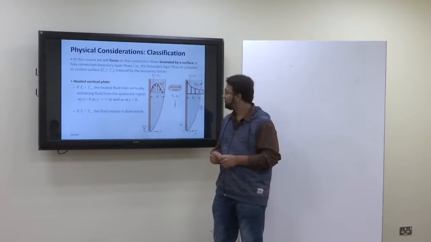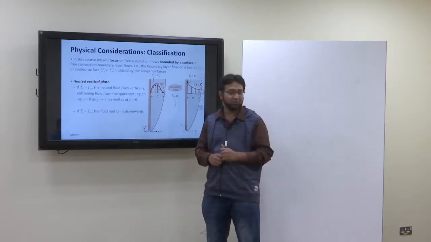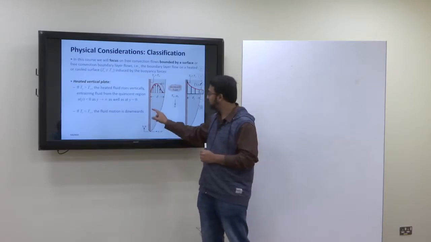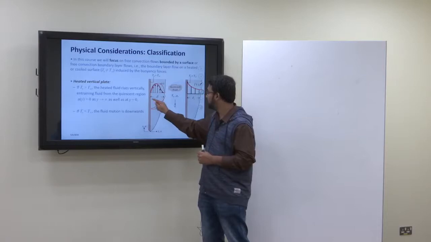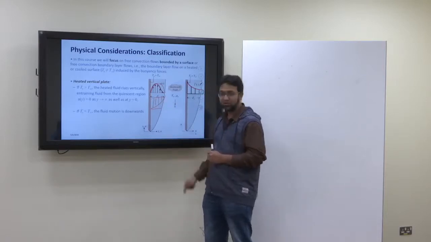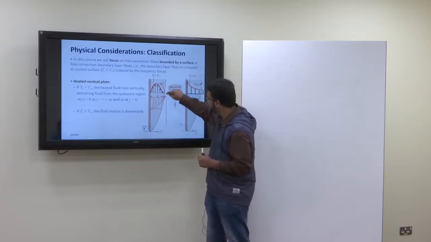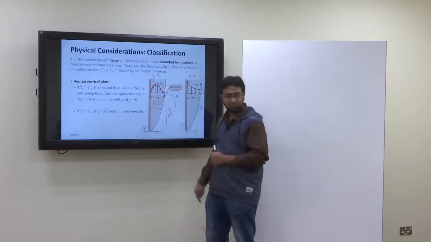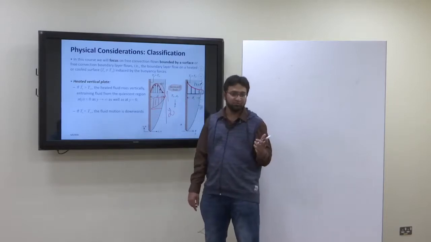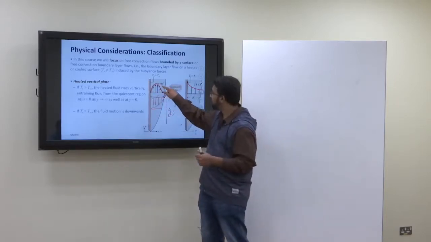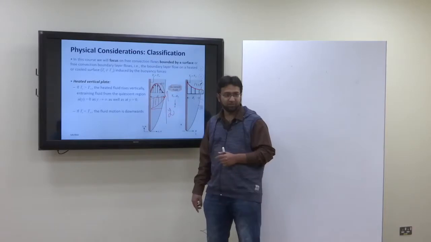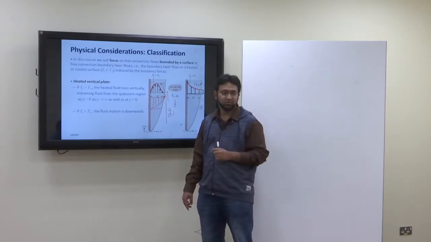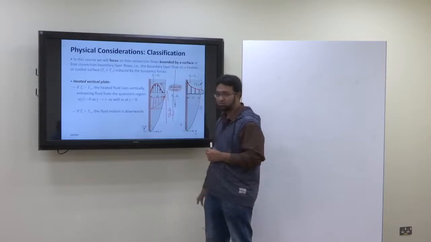In the case of forced convection, how does the velocity profile look? It starts from zero and then goes like this, with u infinity here. But in the case of free convection, it starts from zero, increases, and then comes back to zero, because the fluid away from the plate is quiescent.